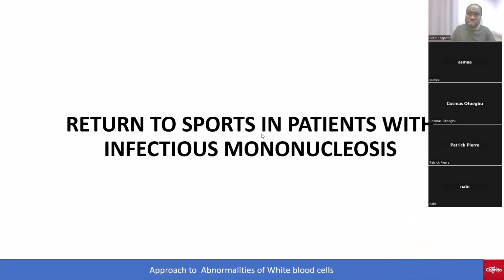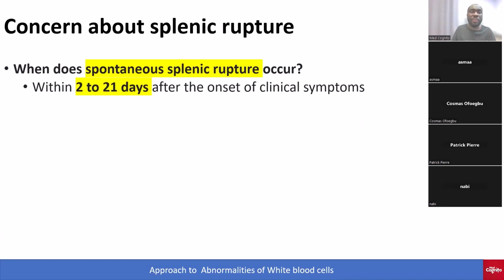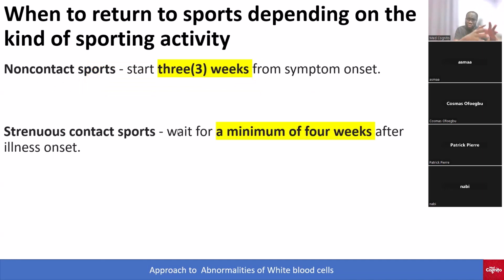Okay. So now, let's talk about return to sports. Can patients with splenomegaly in infectious mononucleosis have their spleen rupture spontaneously or not? Yes. So now, when can the patient return to sporting activities? When does spontaneous splenic rupture occur? Usually between 2 to 21 days after the onset of clinical symptoms, right? 2 to 21 days. Now, when to return to sports?